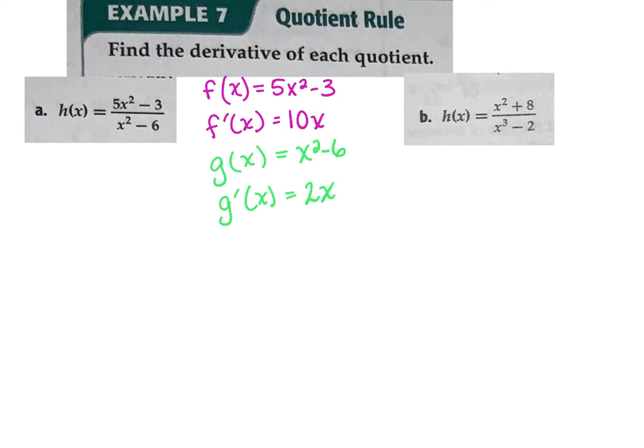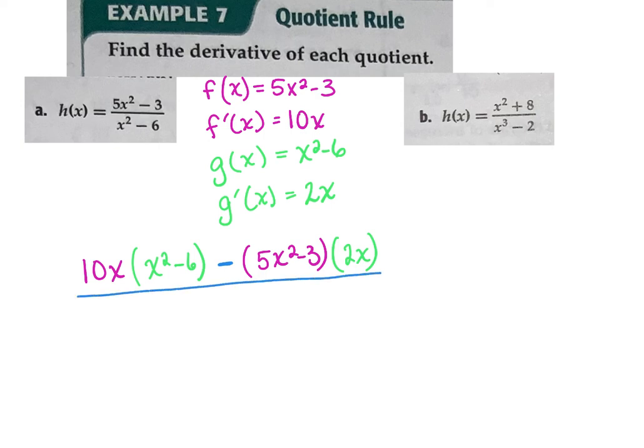And now we're going to plug it into our rule, all right? We have the derivative of the top. What was that? Well, that was 10x times the bottom just the way it is, x squared minus 6. And then you are going to subtract. That is minus for this one. Now we're going to do the top just the way it is, times the derivative of the bottom, all right? We're just plugging it in. That whole thing is over the bottom, how it was originally, x squared minus 6, squared.